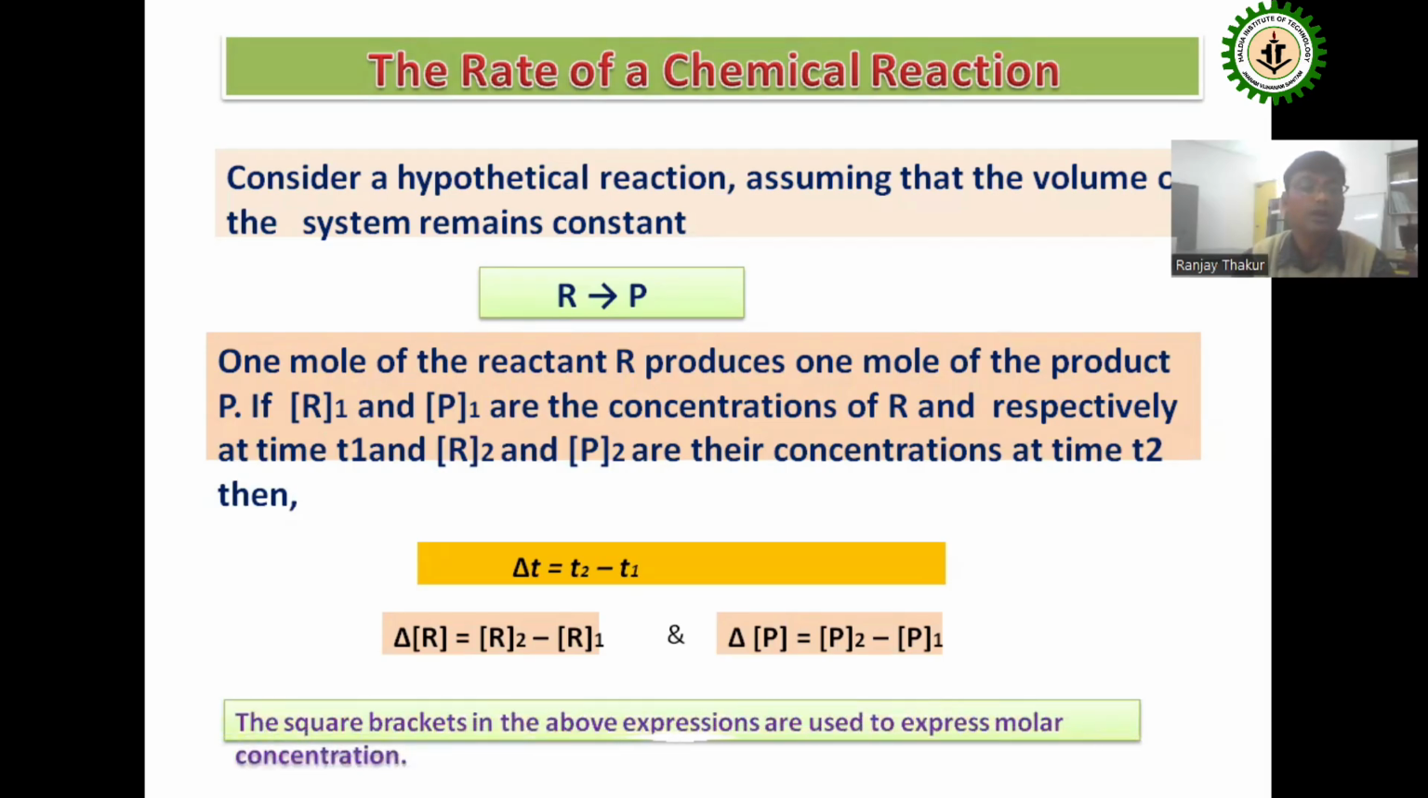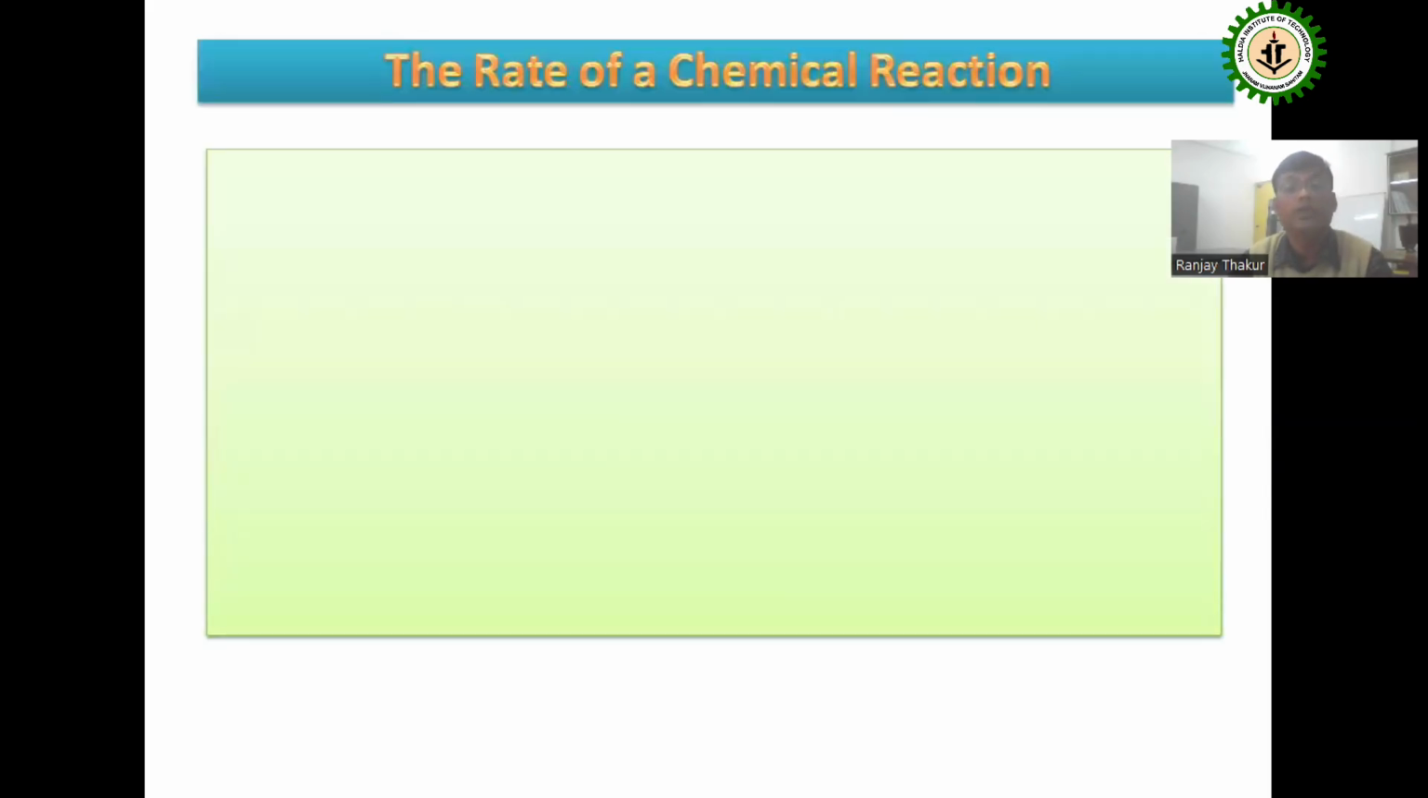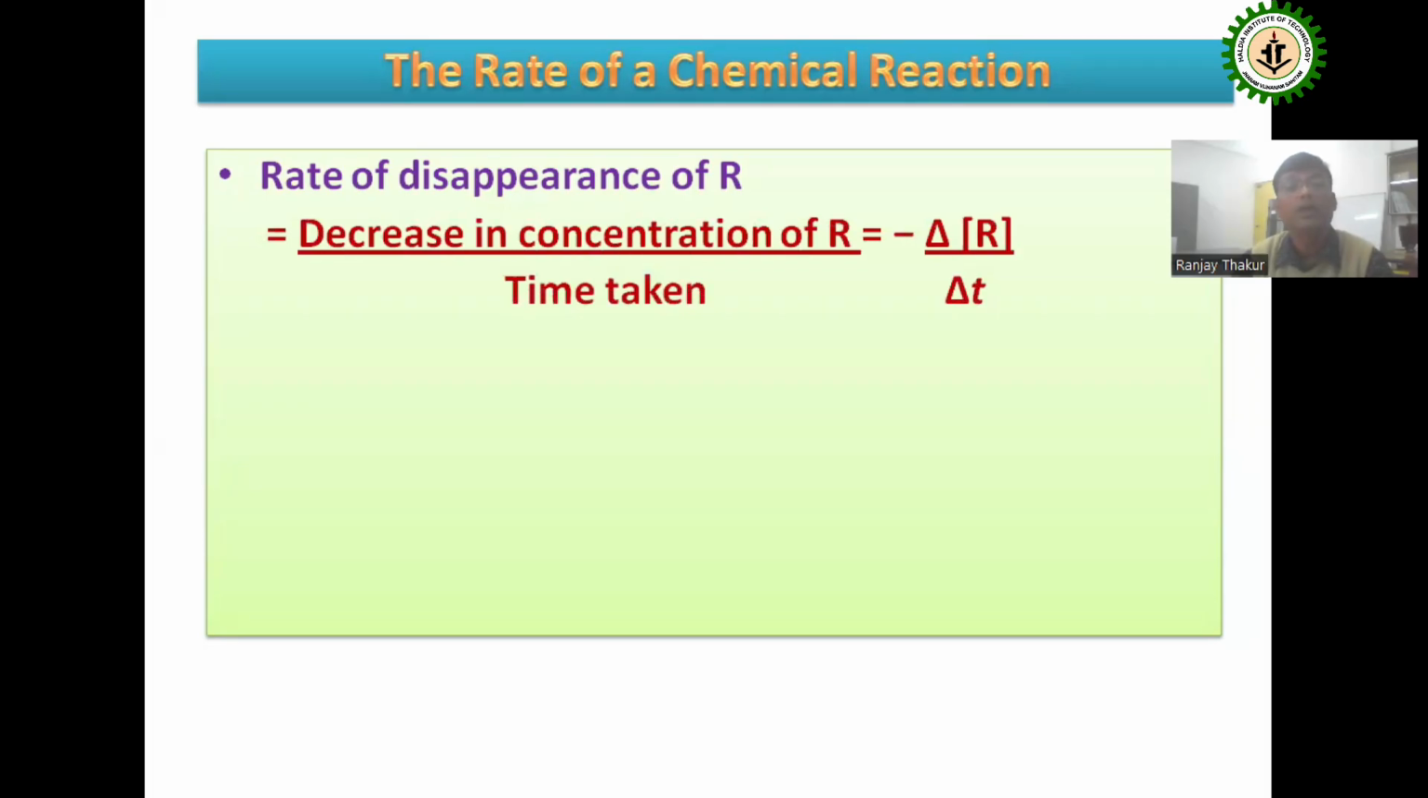Then by using these two, time and concentration, we can determine the rate of chemical reaction. If you consider the reactant, then with time the reactant disappears and its concentration decreases. The rate of disappearance of reactant is equal to the decrease in reactant concentration divided by the time taken, so final minus initial, that is minus del R by del T. The negative sign indicates that with time the concentration of reactant decreases.